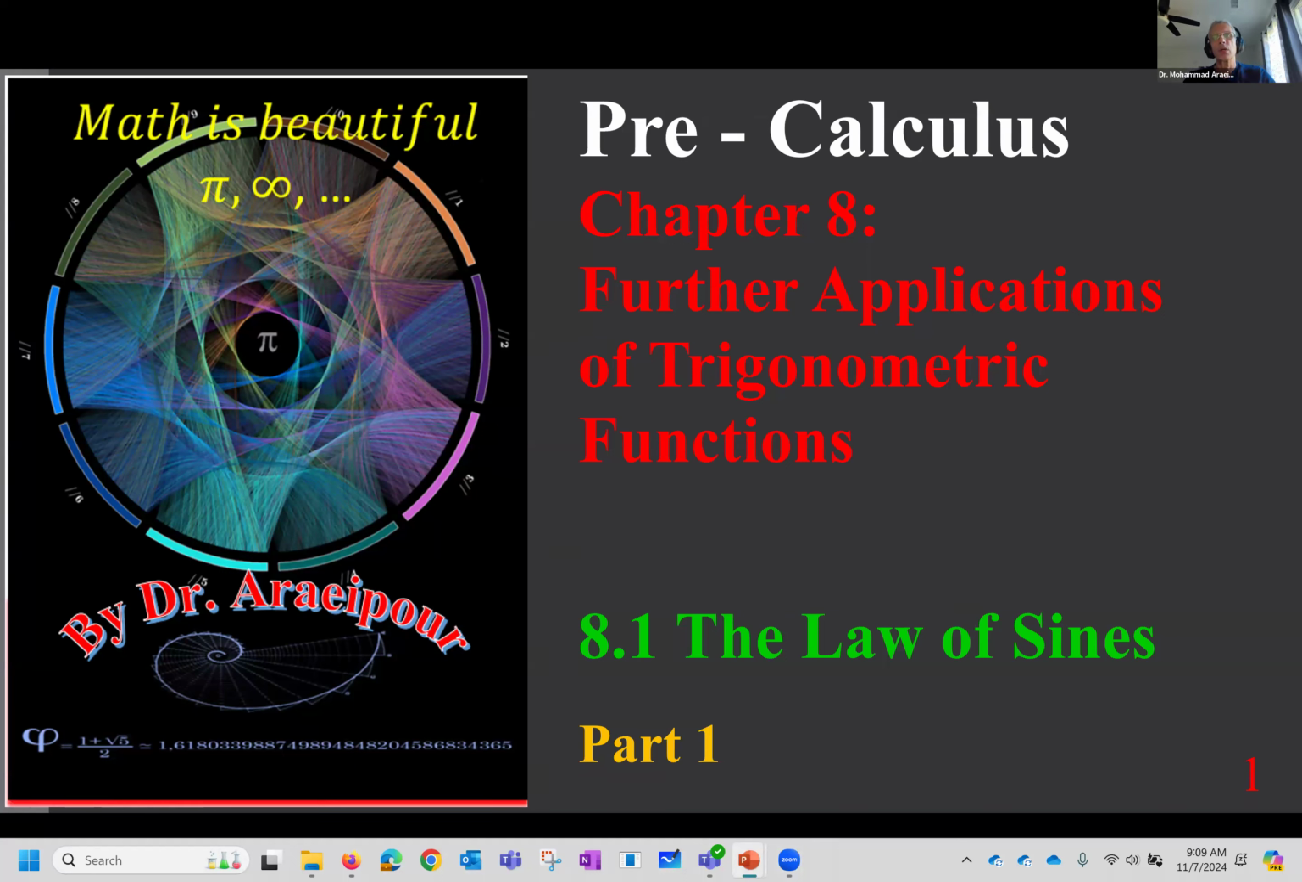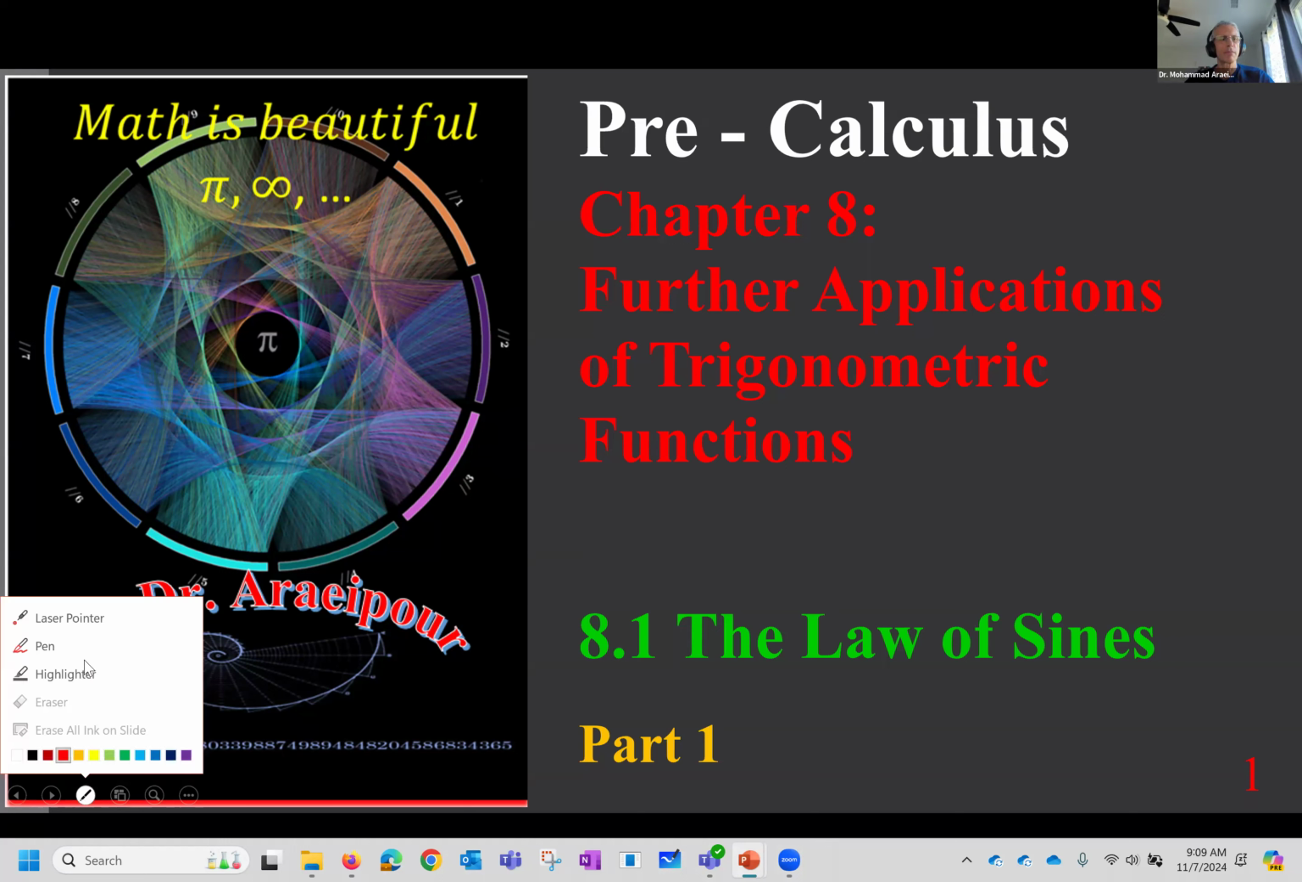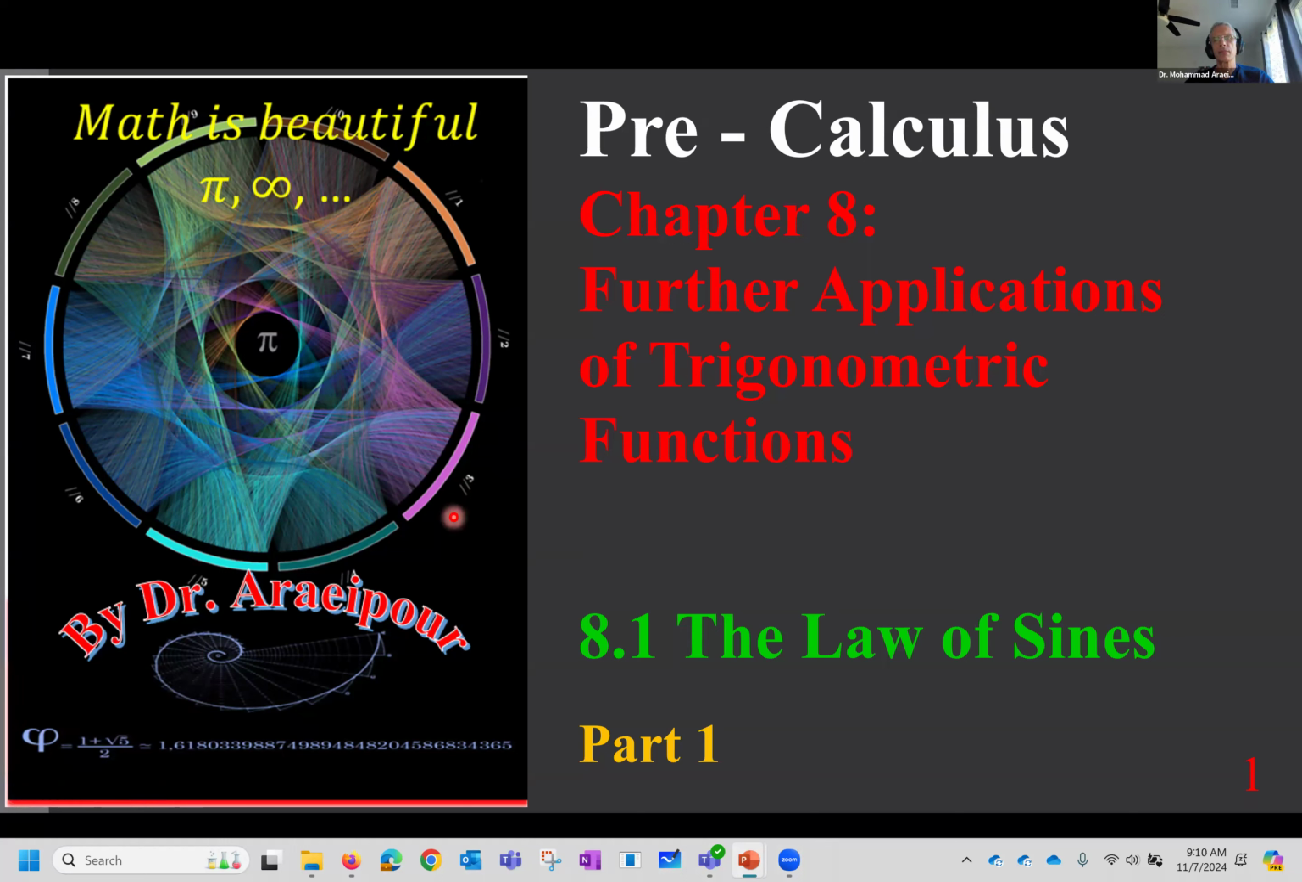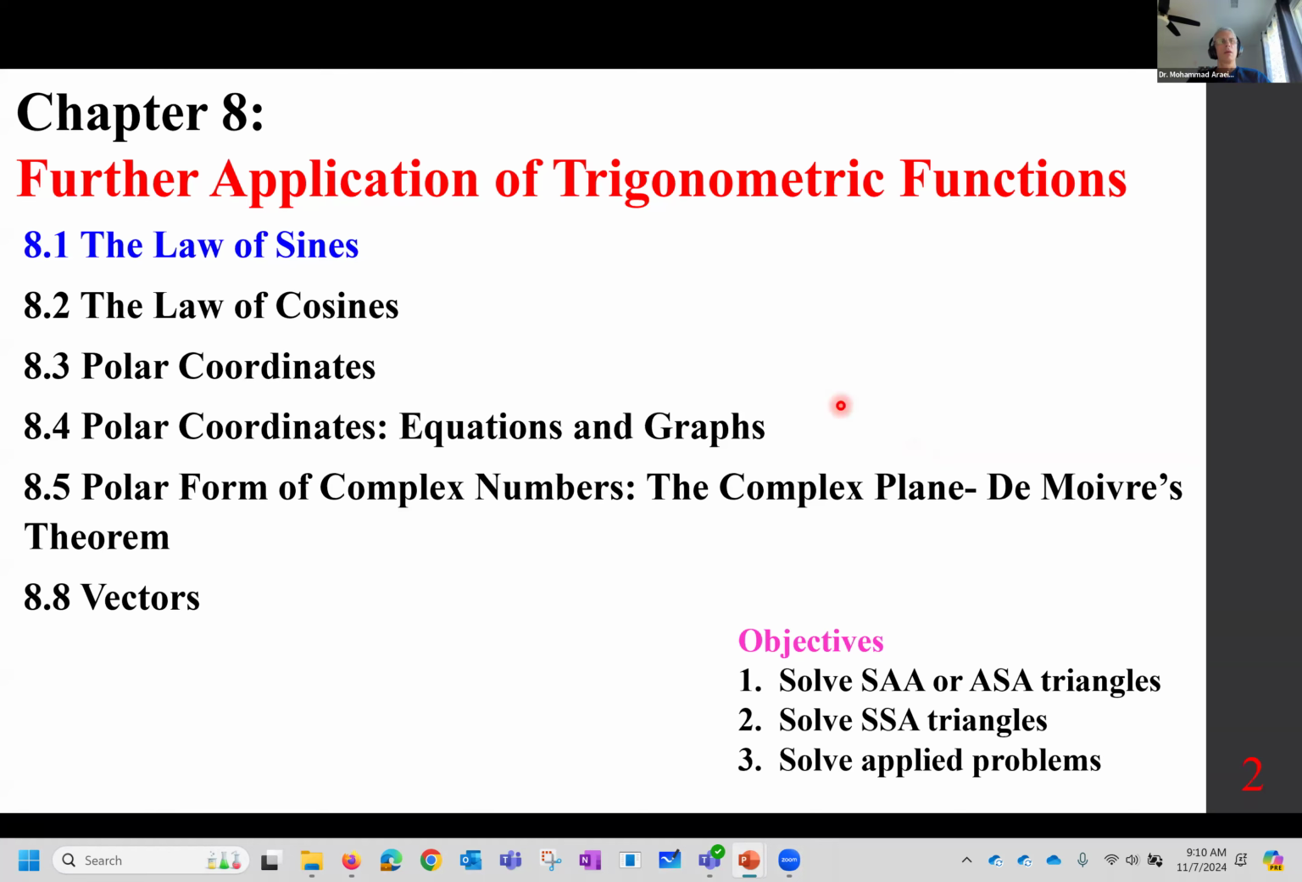Good morning, class. We are looking at Chapter 8, Further Applications of Trigonometric Functions, Section 8.1, the Law of Sines. In this chapter, we're going to look at the law of sines, the law of cosines, polar coordinates, equations, and graphs, polar form of complex numbers, the complex plane, De Moivre's theorem, vectors.